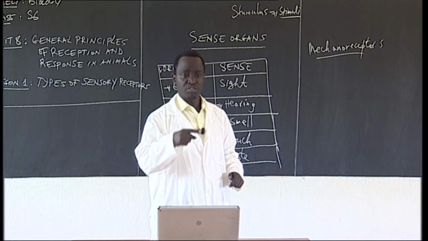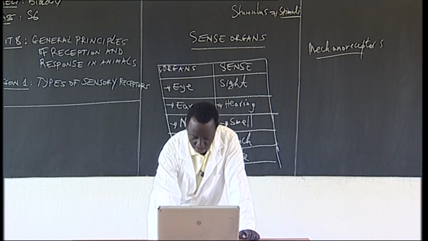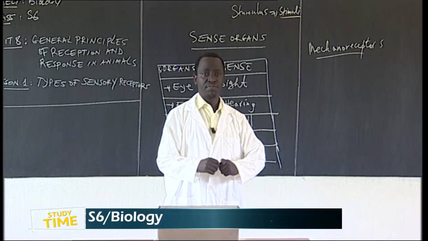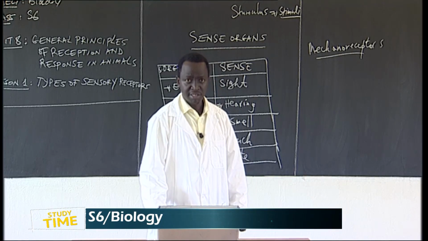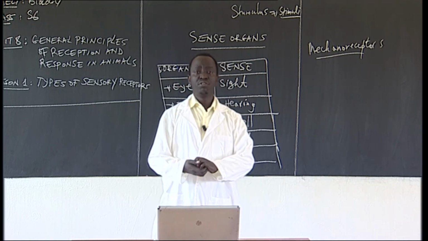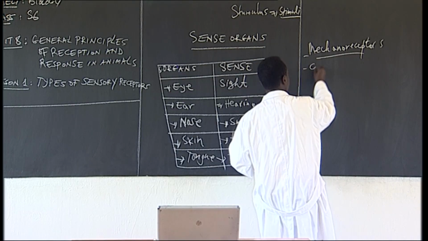So as you can see, those mechanoreceptors are found in the skin. Are you getting what mechanoreceptors are? Nice. Now we have what you call chemoreceptors. The second, chemoreceptors.